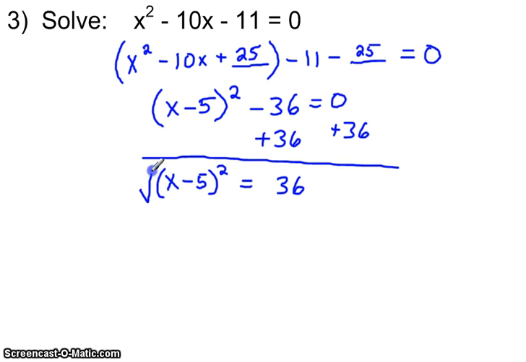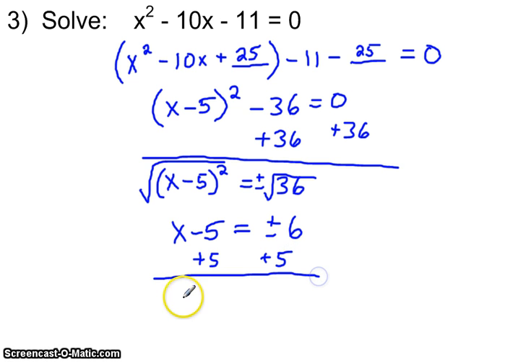Now I take the square root of both sides, and I got to remember to make this a plus or minus. Alright, so this gives me x minus 5 equals plus or minus the square root of 36, but check this out. The square root of 36 is 6. It's a perfect square. So this comes out to be plus or minus just a 6 with no square root. We'll talk about this in a second. So now I'm going to add 5 to both sides. And I get x is equal to 5 plus or minus 6.